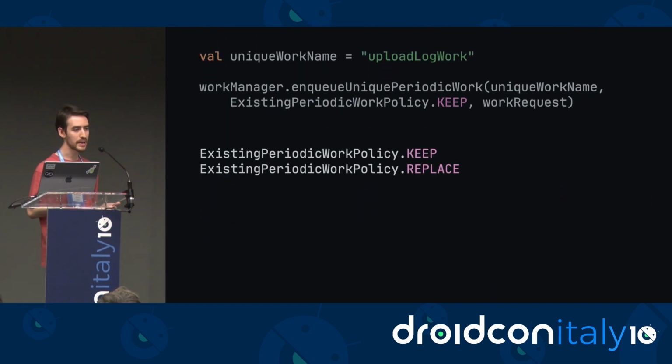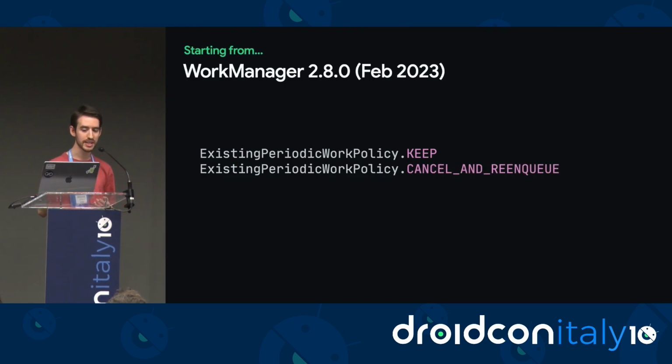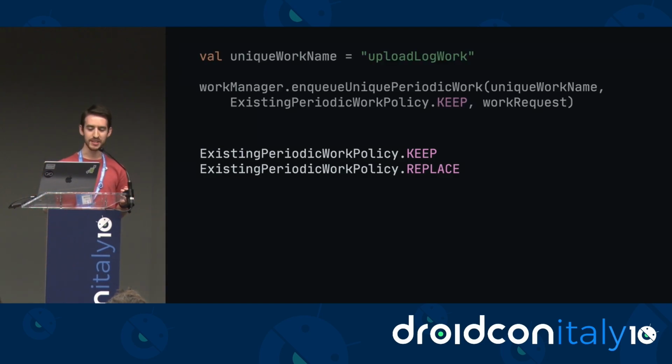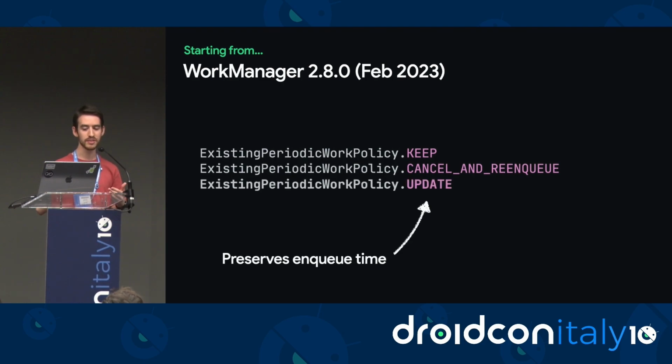We have keep, we have replace. Keep keeps the enqueued task and doesn't touch it. Instead, replace replaces the task. But now, starting with WorkManager 2.8.0, released in February 2023, the replace policy was renamed to cancel and enqueue. So it is more explicit. You're saying your task gets cancelled and gets enqueued again. And also, another policy has been added, which is update.